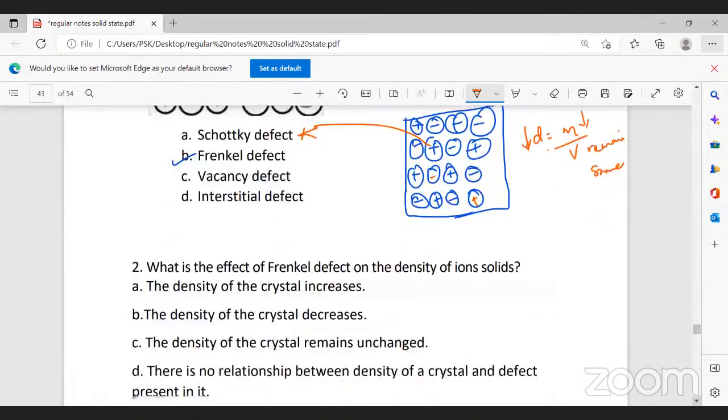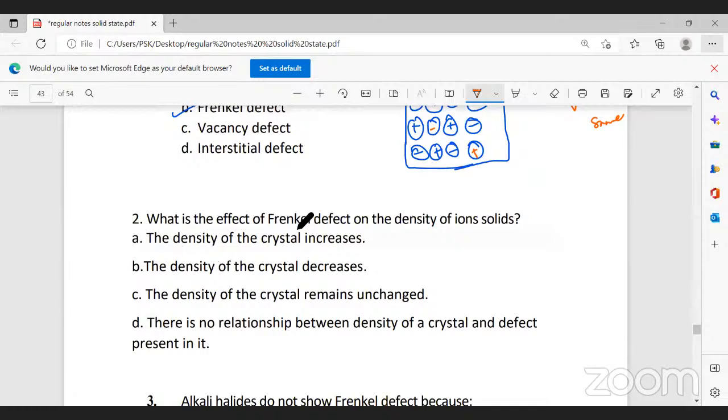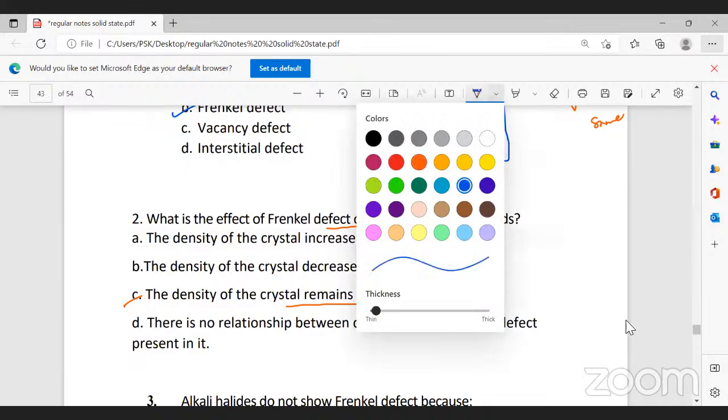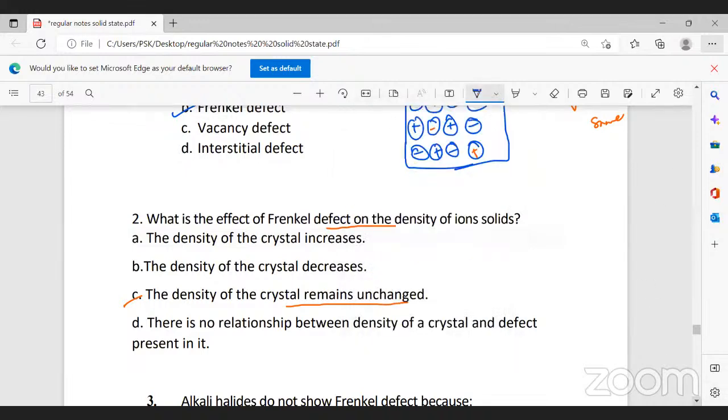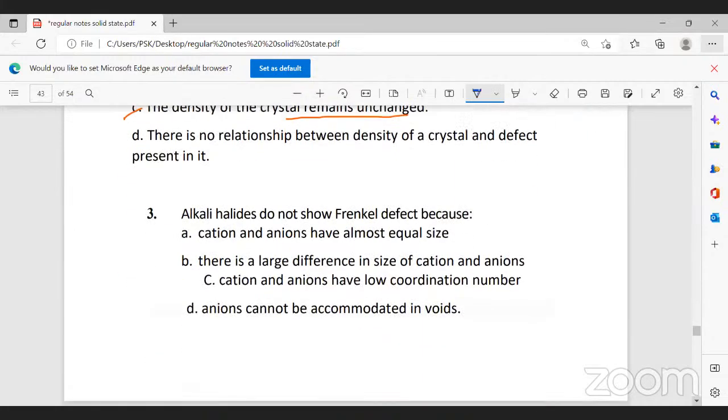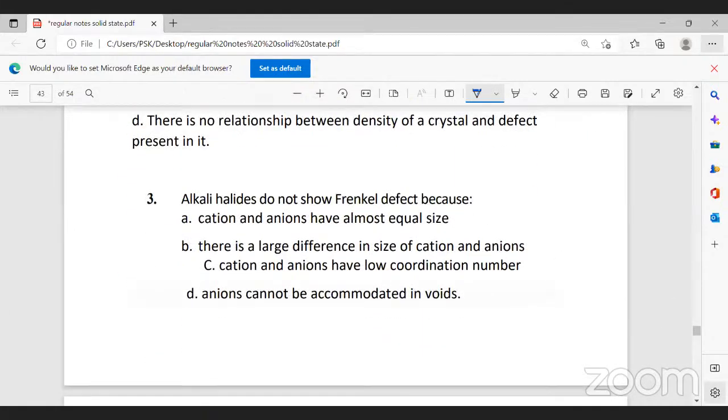Yes, sir. The next question. What is the effect of Frenkel defect on the density? I taught you just now. The answer is that the density of the crystal remains unchanged. It's a direct question. You will be very lucky if you have these kinds of direct questions. Most of the time in chemistry, you'll have direct questions only, unlike physics and math. Or math you're not taking, okay.